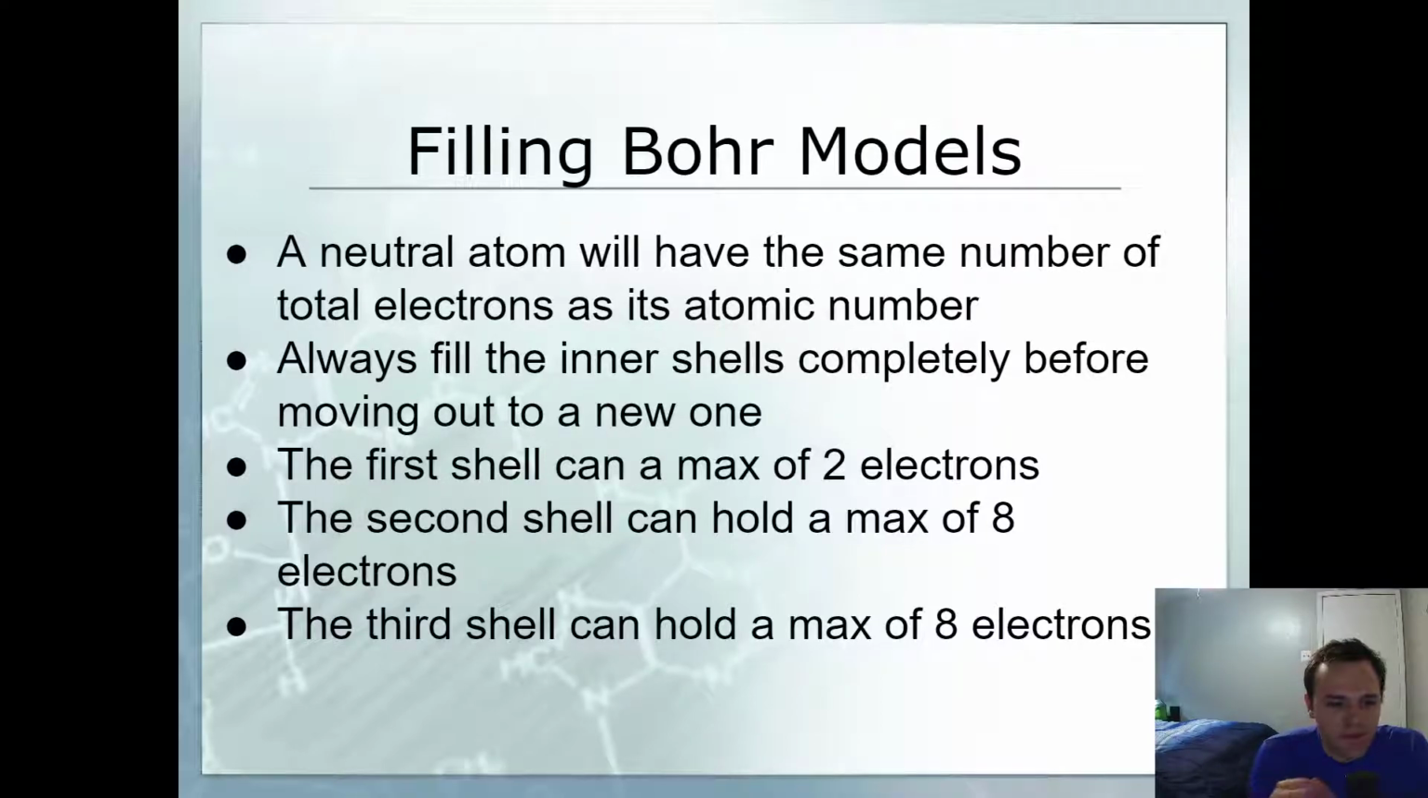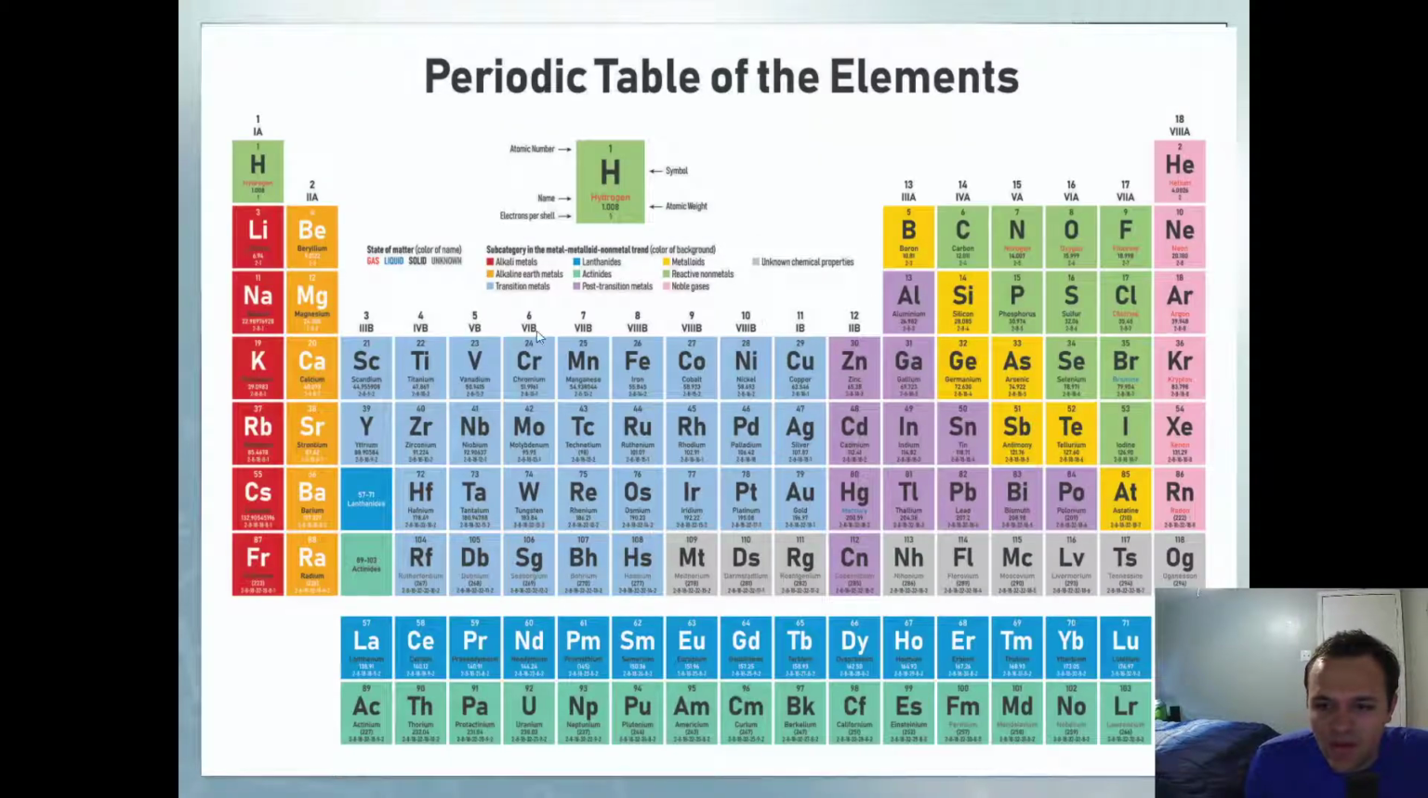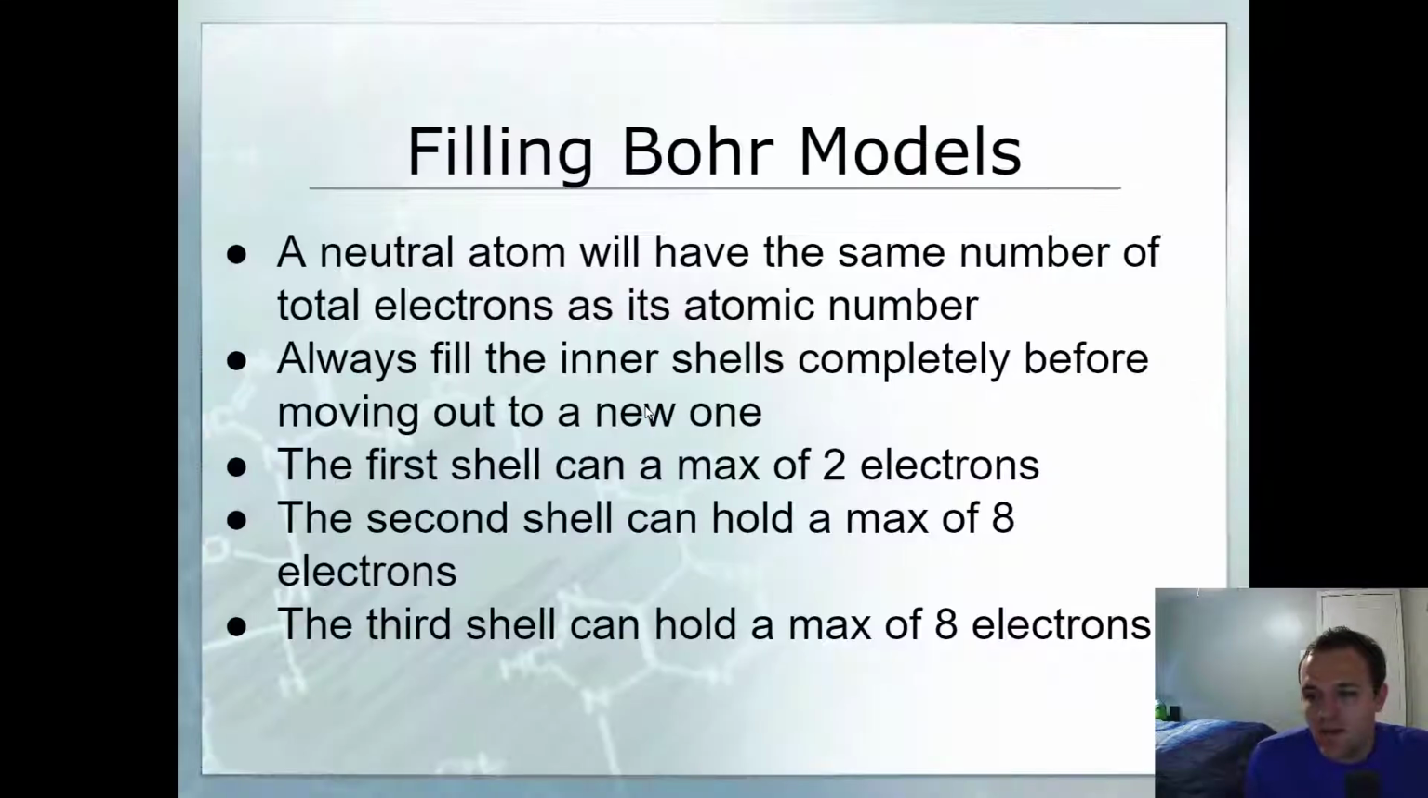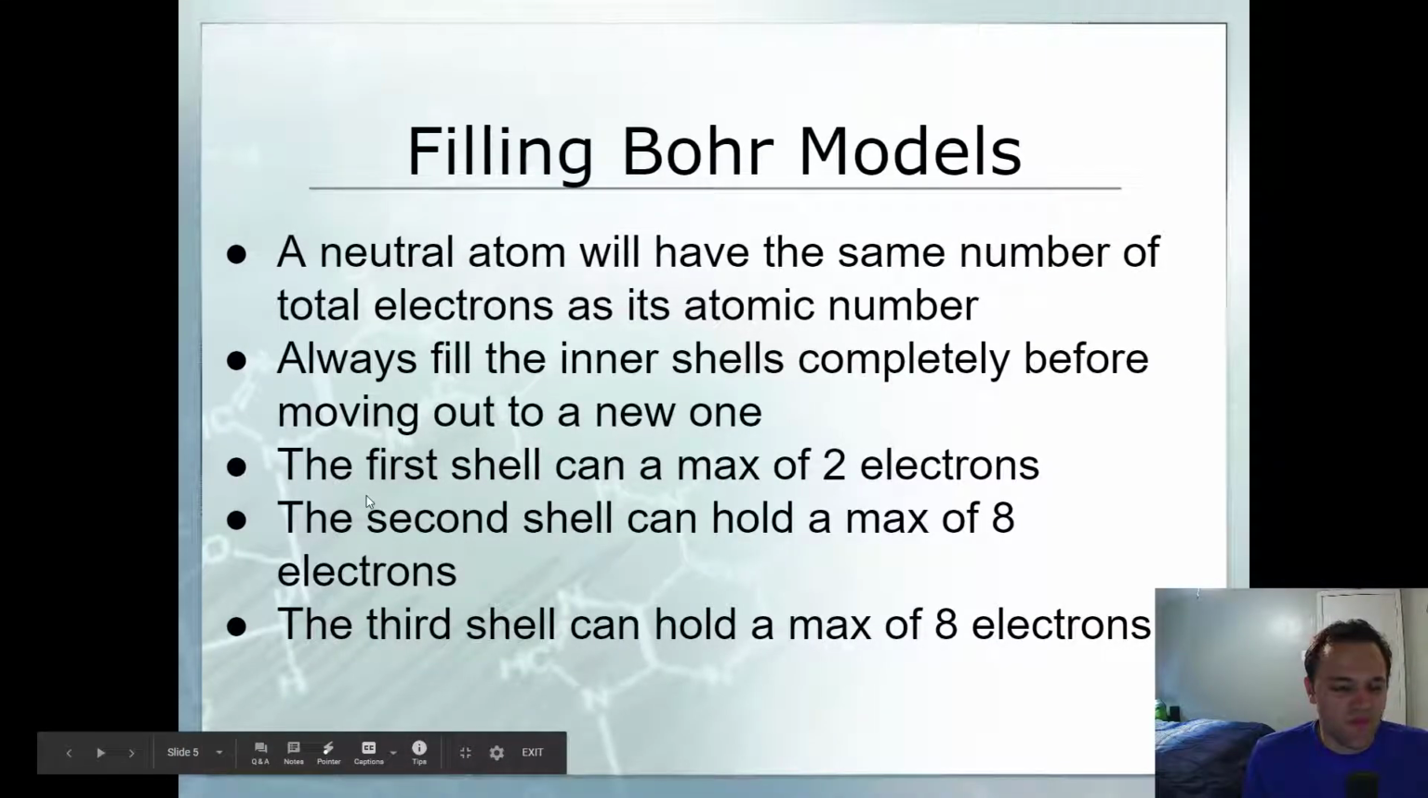Anything over that, things start getting funky because the fourth shell holds 18 electrons, and then you get all kinds of mixed up problems with those elements here in the middle, the transition ones. So we're going to only focus on things that can be done with 3 shells for now.